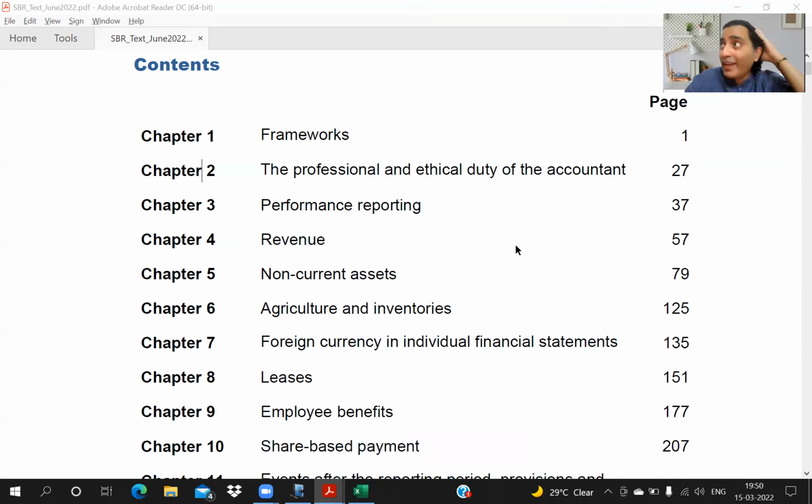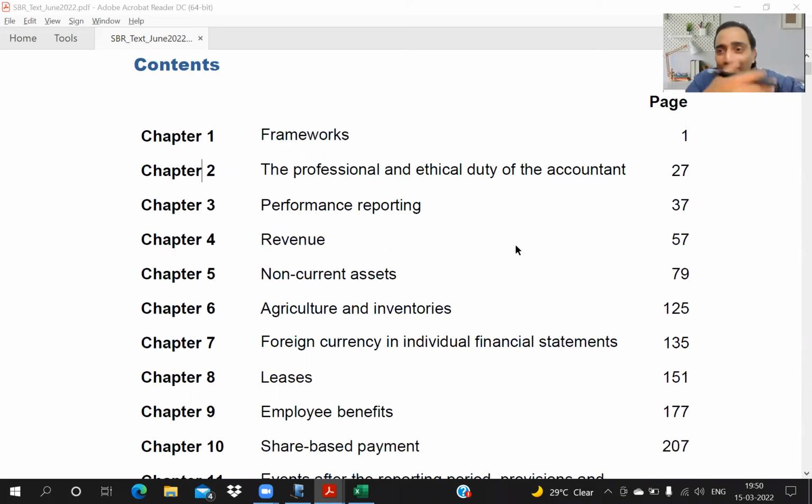in India, we don't have an equivalent standard like IAS 1 because it is taken care of by the Companies Act itself. In the Companies Act, we have something called Schedule 3. Within Schedule 3, we have two divisions, Division 1 and Division 2. Within Division 2, you will find similar provisions as given in IAS 1.